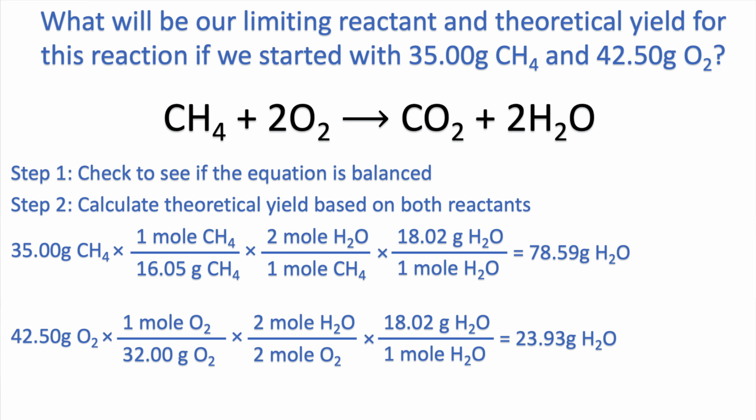Since this mass of oxygen will produce less water, it will be completely consumed first, making it our limiting reactant, and our theoretical yield under these conditions is 23.93 grams of water. Note that we cannot produce more than this amount because there will be no more oxygen gas left to react. This amount is also less than the amount of water that would be generated if methane was completely consumed, meaning that some unreacted methane will be left, making it our excess reagent.